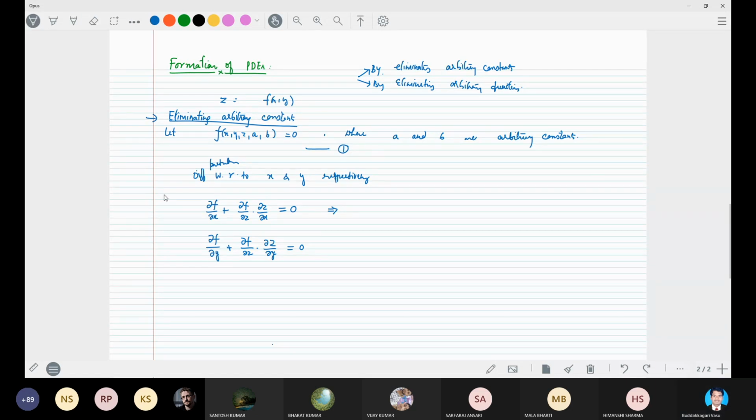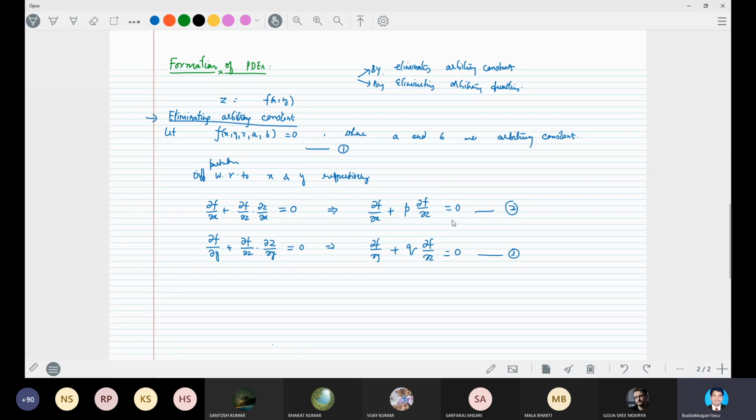Once we differentiate it with respect to x partially, we will write it in the short form using the standard notations. What is dou z by dou x? It is p. So dou f by dou x plus p into dou f by dou z is equal to 0. Now this equation we write as dou f by dou y plus, where dou z by dou y is q, q into dou f by dou z is equal to 0. Now say this is equation 2, this is 3.